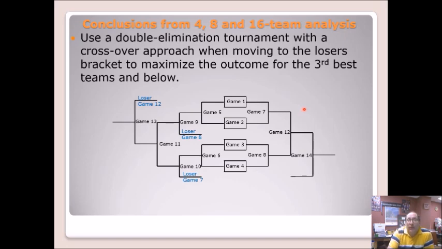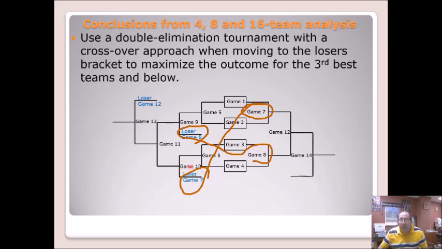And what we found in our previous videos is that the best way to get the best outcomes is to use what we call a crossover approach, where losers in the winners bracket move to different brackets when they move to the loser's side of the tournament. In this case, you can see, for example, the loser of game 7, which is in the top bracket, moves down into the bottom bracket when he's on the loser side of the tournament. And similarly, the loser of 8 starts in the bottom and comes to the top.